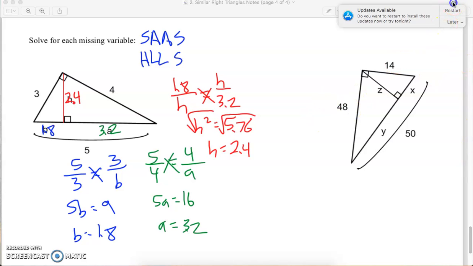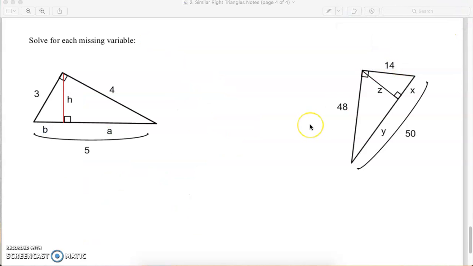Now I'm going to clear that, and let's do the last one. So on this one, same idea, you do it the exact same way. You need to find the two segments, all right, and you need to find the altitude. So before we find the altitude, we've got to find the segments.